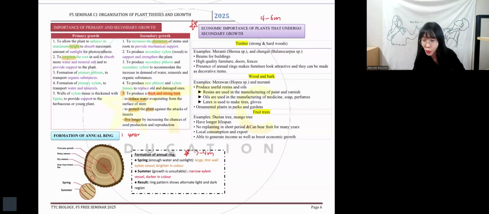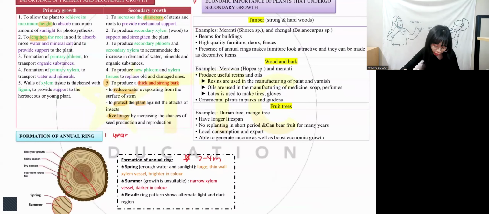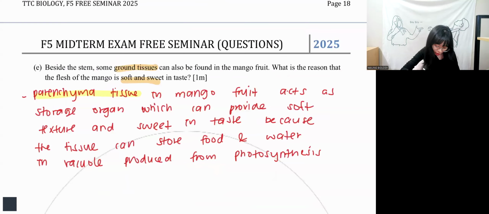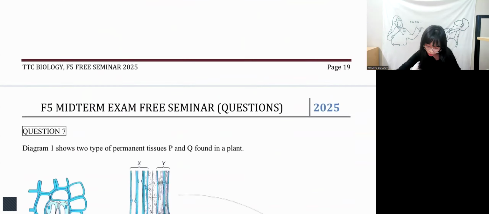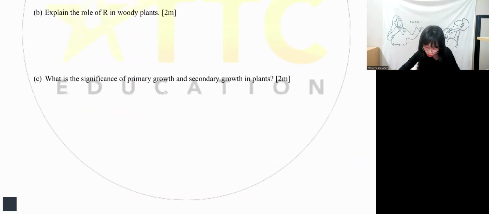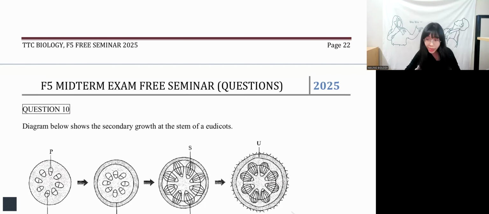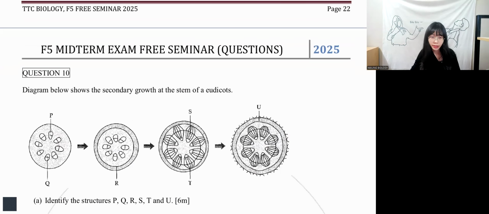Any questions? No? We're going to try some questions right now, guys. We're going to apply the knowledge to questions right now. I want you to flip to your questions. Wait, let me search for the page first. What is this page? Page 23. Can you flip to page 23, question 10?